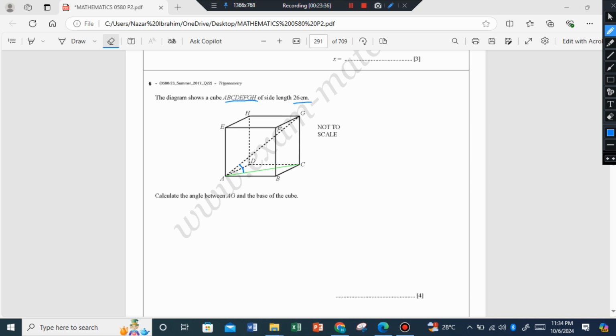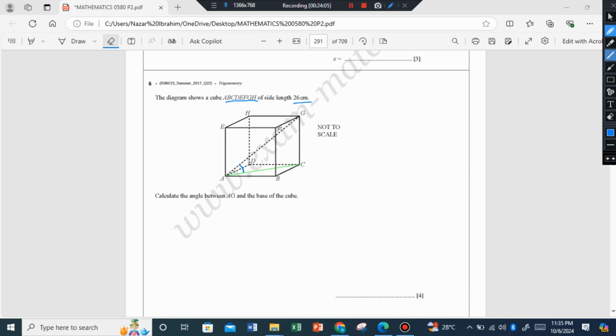So to solve a 3D problem, we must keep in mind that we have to break the problem into 2D, right? In a plane to solve that question, because a 3D problem is difficult to solve. So to make it easier, we are instructed to solve it in a 2D plane, right? So what two triangles can I see in order to solve the problem?